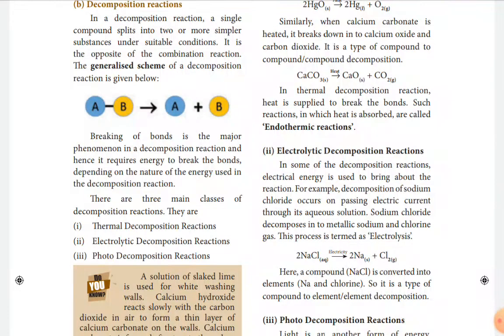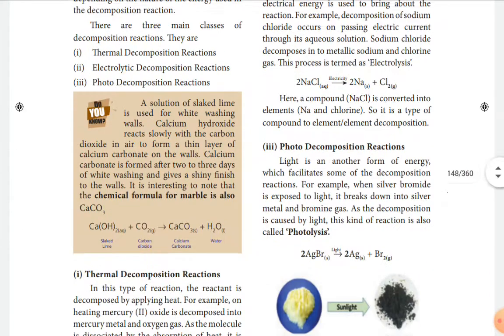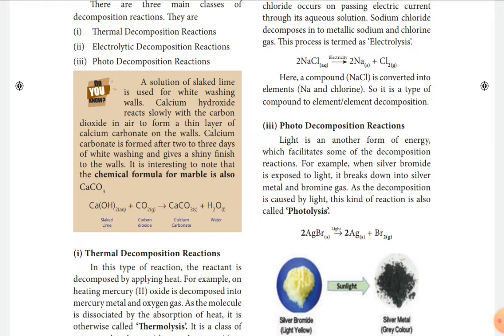First one, thermal decomposition. Thermal means heat, like a thermal power station. Thermal decomposition means the decomposition takes place only in the presence of heat. The compound absorbs heat from the surroundings or from an external source, and decomposition takes place. This is also called thermolysis reaction. Next one, electrolytic decomposition.